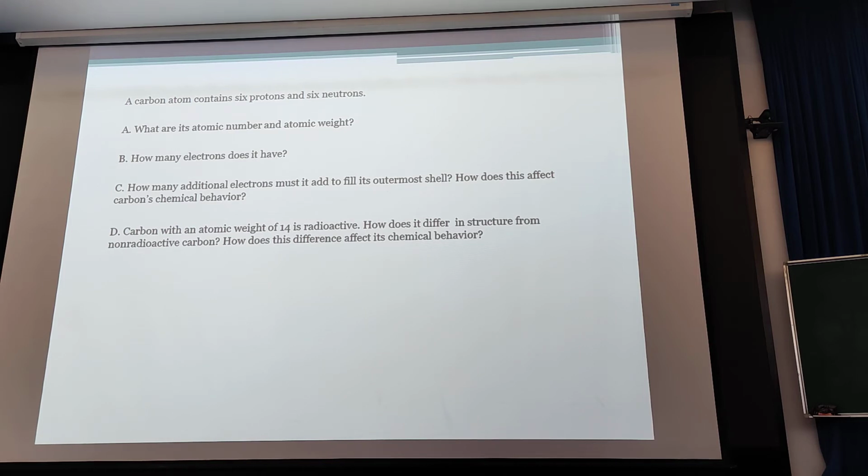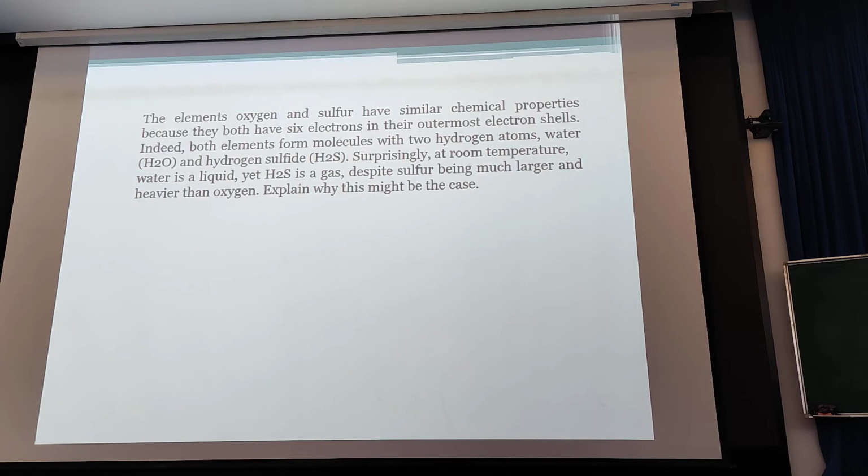Alright, we continue the lecture and move to the next short answer questions. It's not really short. The elements oxygen and sulfur have similar chemical properties because they both have 6 electrons in their outermost shells. But at room temperature, water is liquid while hydrogen sulfide is a gas. Can you explain why this might be the case? Yes, please.